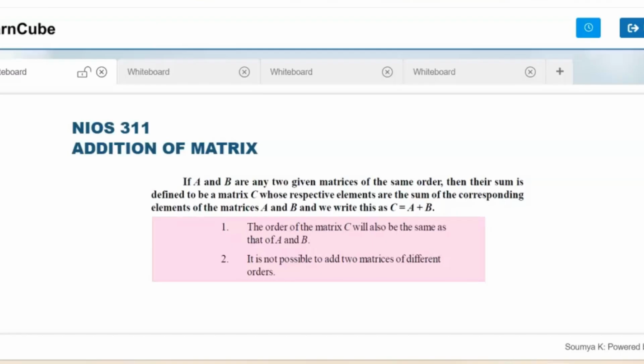Hello everyone, welcome to a new video of NIOS Senior Secondary Course Mathematics. In this video, we are going to cover the topic addition of matrix.